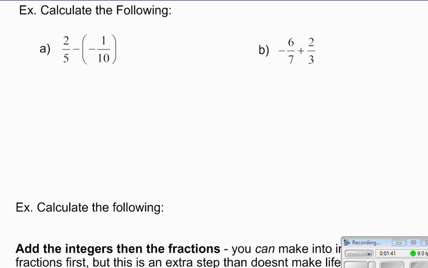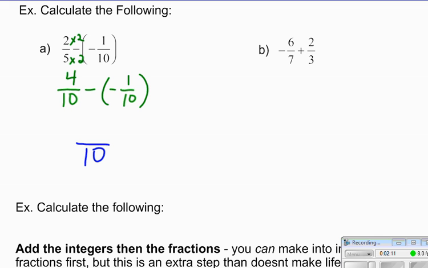So in the case of example A, I hope you notice that 2/5 can be turned into something out of tenths by multiplying the fraction by 2. So we multiply the numerator by 2 and the denominator by 2. So that gives us 4/10, take away -1/10. Okay. So now we have the same size pieces. You just went to all that work to make your denominator the same, so we're going to keep the denominator.